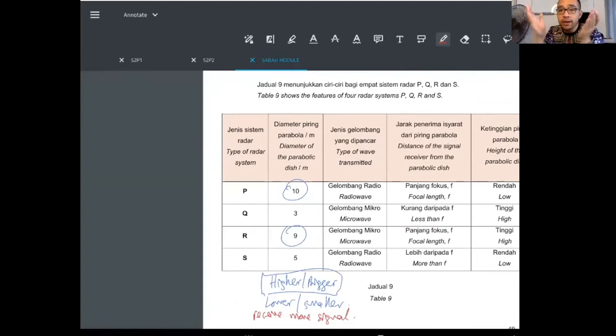If your dish is very small, like a tiny bowl, you cannot drink much soup. But if your bowl is very big, then you can store a lot more soup inside. Just like the parabolic dish now. If you have a very big parabolic dish, then you can receive more signals and get a clearer transmission. But if you have this tiny dish, don't expect to have more signals.